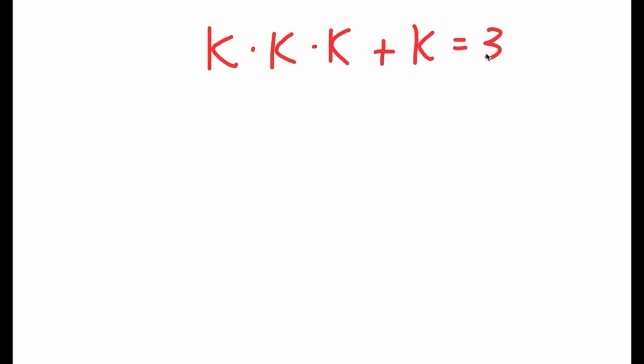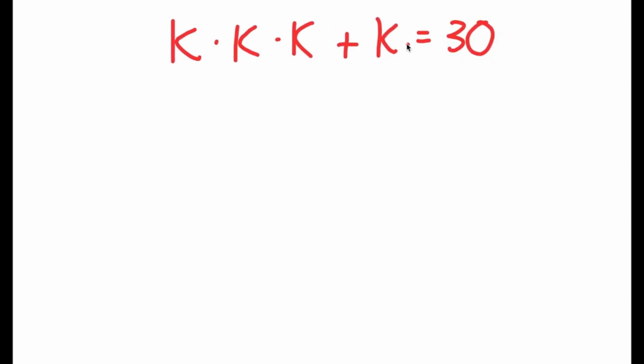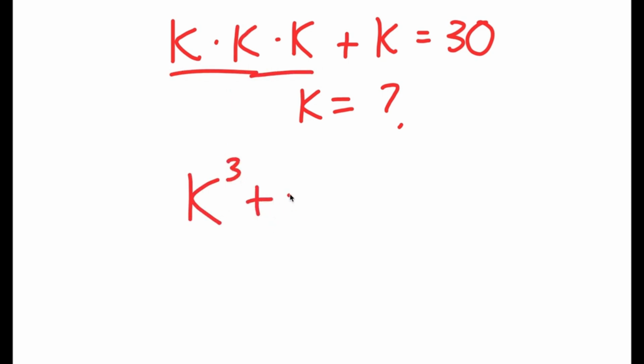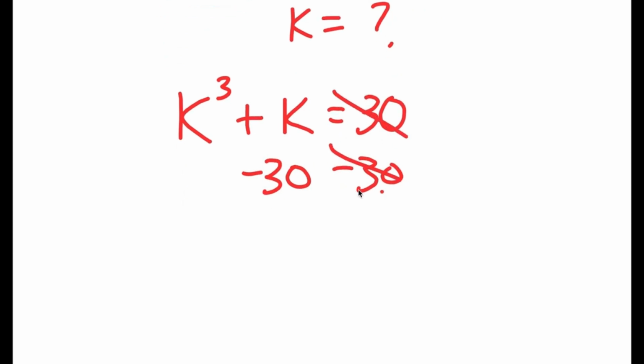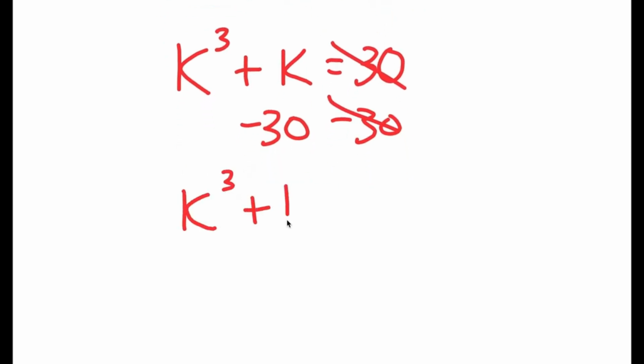Alright, so in this video, I'm going to solve the equation k times k times k plus k is equal to 30. So obviously I want to find the value of k in this equation. To start off, k times k times k is the same thing as k to the power of 3, so k to the power of 3 plus k is equal to 30. And now I'm going to subtract 30 on both sides. So I get k to the power of 3 plus k minus 30 is equal to 0.